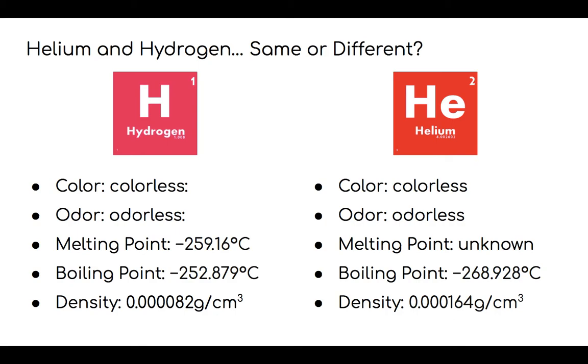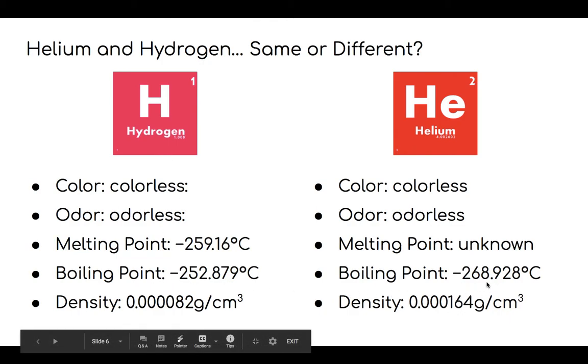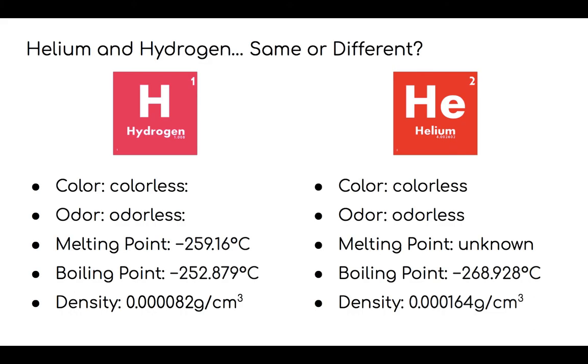Now if we look over at helium, we see another colorless, odorless gas. So if you think about if I had a sample of hydrogen and helium in the lab and I was attempting to identify them just by looking at them, I wouldn't be able to because they look very similar. They also smell very similar. Now, if I were to collect data on the melting point, boiling point, and density, you can see here by comparing the boiling point and the density of these two substances that they are very different. That tells me that these two substances are not the same.